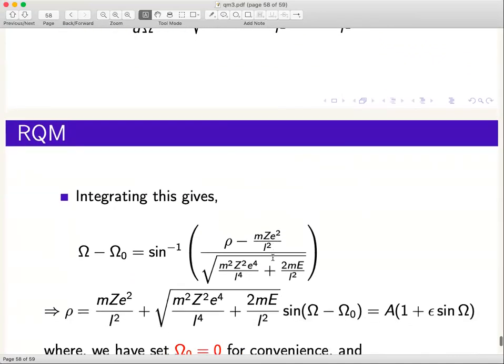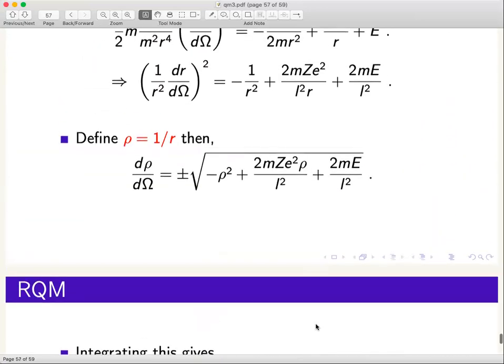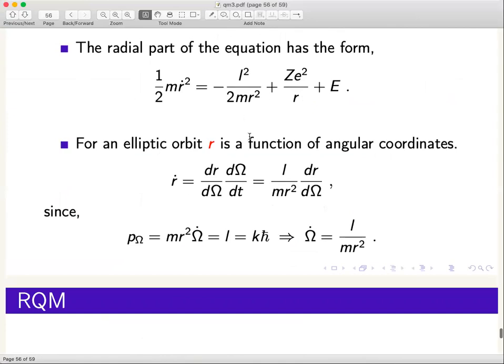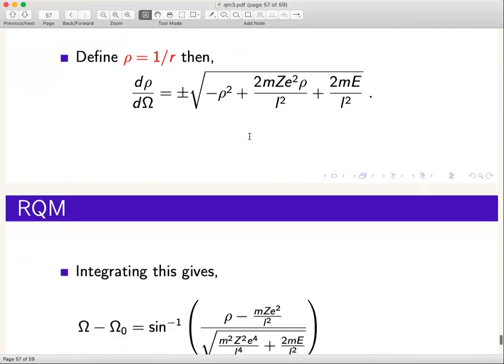Fine. So what we'll do is invert this expression. Inverting this expression means writing rho in terms of omega. Since this is sine inverse, it's a simple expression. You write this as rho is equal to this quantity m z e squared by L squared plus the square root, which is the denominator quantity, times sine of omega minus omega naught. So that is the answer. That's how we would solve the radial part of the equation in a semi-classical way.